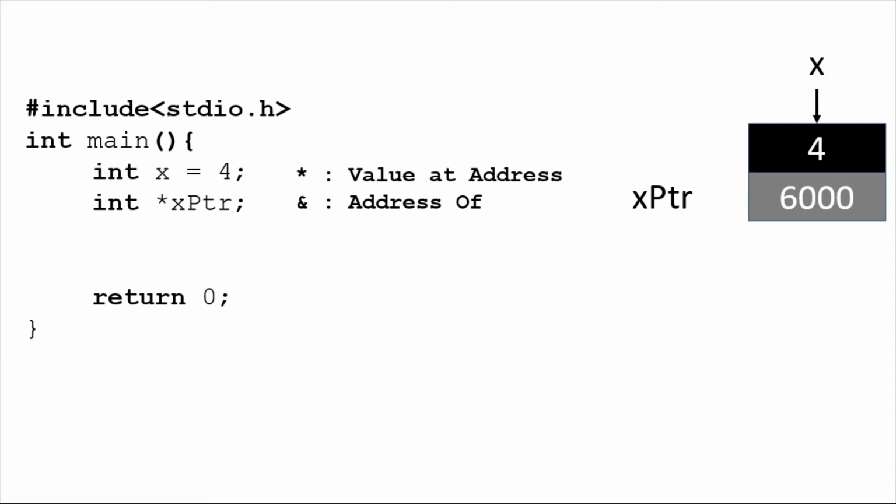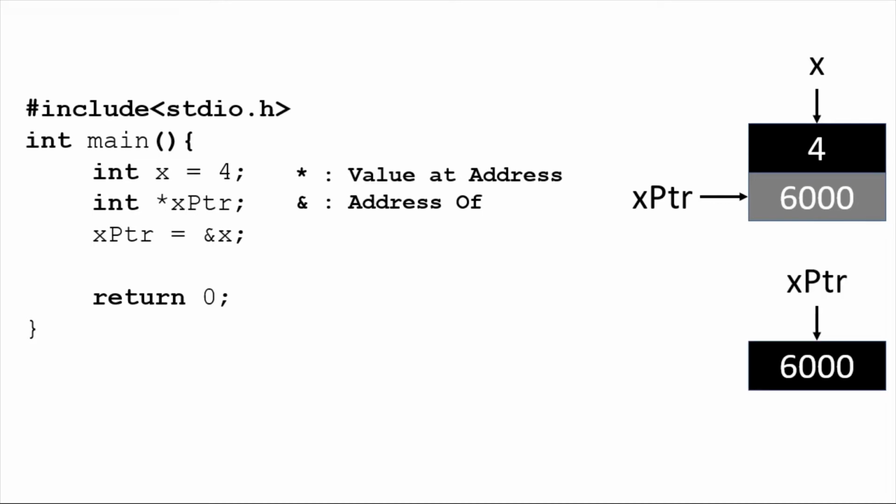Now I want to store the address of variable x into xptr. As I want the address of x, we will use the address of operator: xptr is equal to ampersand x, that is address of x. Getting it? So now xptr points to the address of variable x. Now xptr is also a variable and it is also stored at some random memory location. Let it be 7000. Now xptr holds the memory address 6000 and is itself stored at 7000.